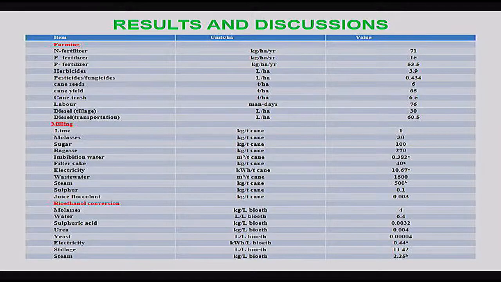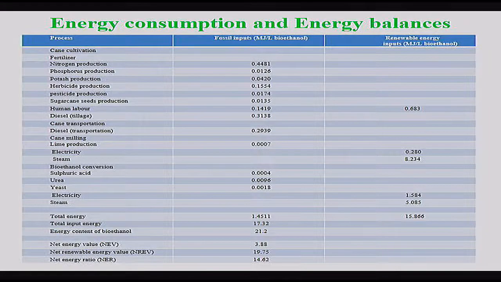Now these are the results. This is the data that I obtained from the field for the sugarcane farming, for the sugarcane milling, and also for the bioethanol conversion. This was in the bioethanol plant. So these are the results that I used for my determination of energy balances. Then this here indicates how I used Excel to determine the energy consumption and the energy balances. So as you can see from here, there are fossil fuel inputs and also renewable energy inputs.